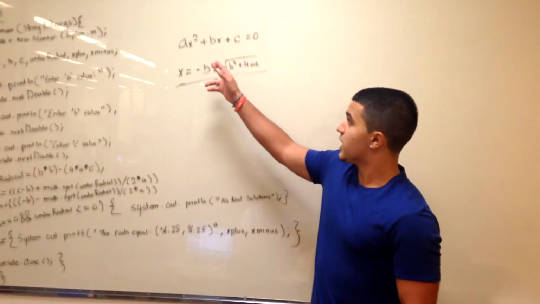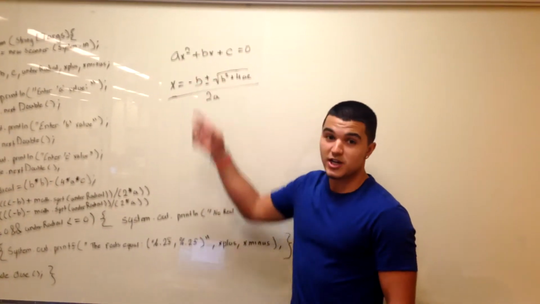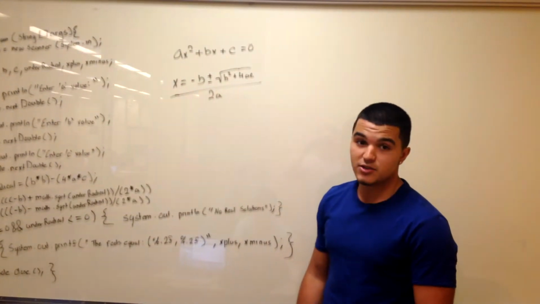So to do this, we had to implement an if statement, which would check that a didn't equal 0 and there wasn't a negative under the radical, which would lead to no real solutions. And if those went through, the else statement would run through the complete program and give you the roots of the quadratic formula.